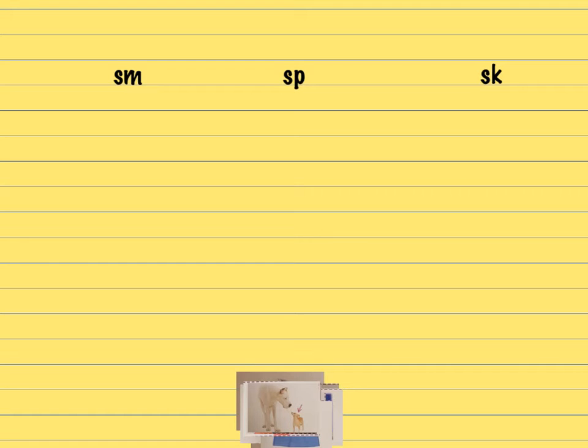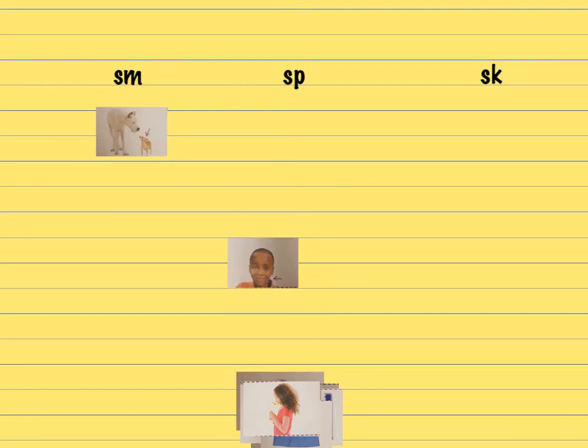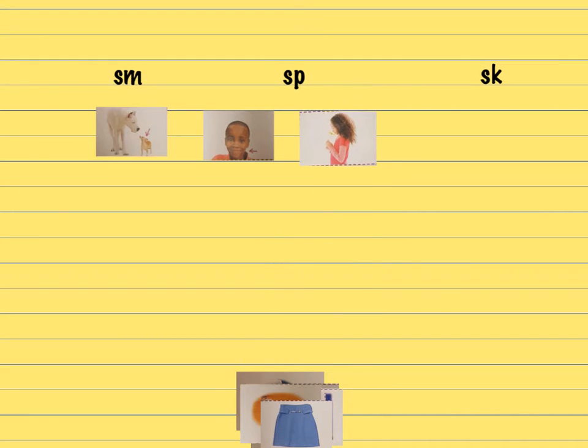In this sort, you'll be sorting with blends that have the SM, sm sound, SP, sp sound, and SK, sk sound. Looking at our pieces, this is pointing to the dog that is small. This little boy, it's pointing to his smile. This picture is smell because the girl is smelling the flower.